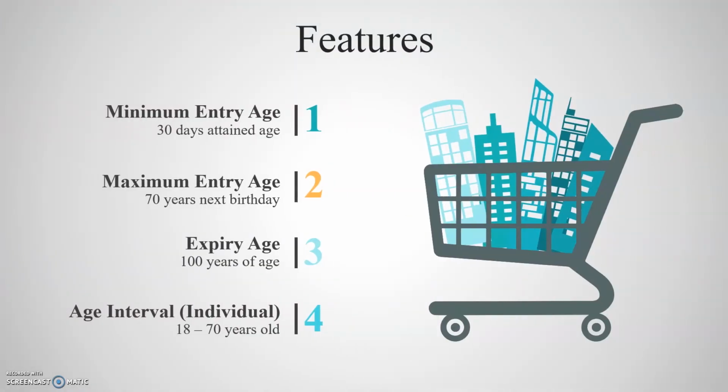Now we'll talk about the features of the age of the insurance policy. The minimum entry age of this policy is as low as 30 days at 10 age, which means that it's the first 30 days of a newborn's life, while the maximum entry age is as high as 70 years next birthday, which indicates that it's until the 70th birthday of the insured. For the expiry age, it will be the same as the coverage age that I mentioned just now, which is 100 years old, and if one wants to purchase the policy individually, his or her age must be in between 18 to 70 years old.